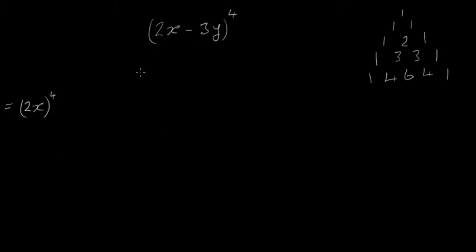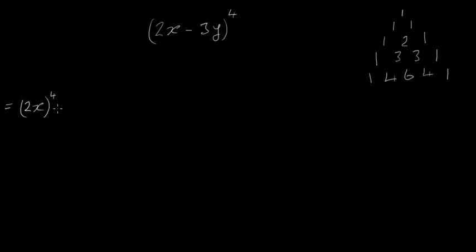The second term is in here as well. I'm not going to include it, but it's really in here, minus 3y to the power of 0. Anything to the power of 0 is just 1. So really there's just a 1 here, which we won't put in because 1 times 2x to the power of 4 is just 2x to the power of 4. So really all we're doing is taking this first term and we're raising it to the power of 4.